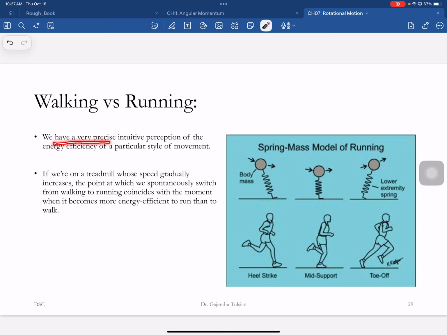We have a very precise, intuitive perception of energy efficiency of a particular style of movement. So your body knows at a given speed what is more efficient. Is it walking or running? And it automatically chooses that. Okay, so I gave you the treadmill example. You can test this out.